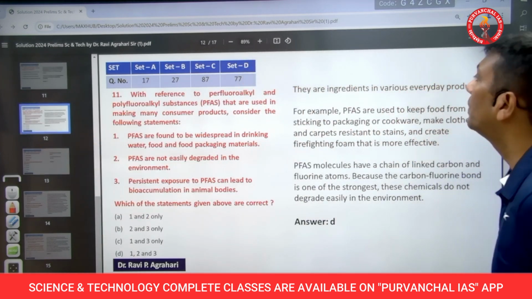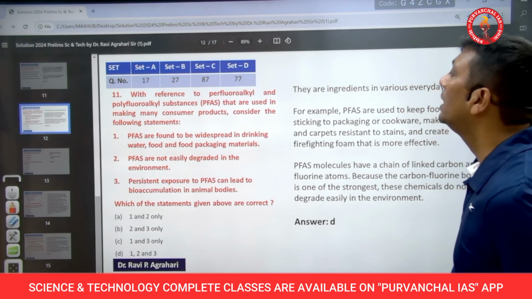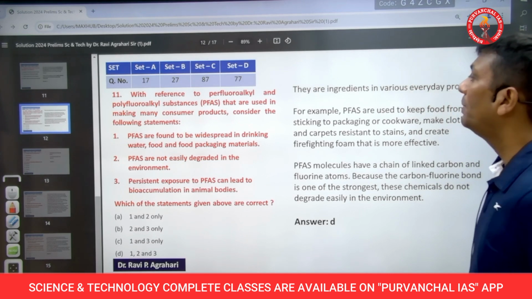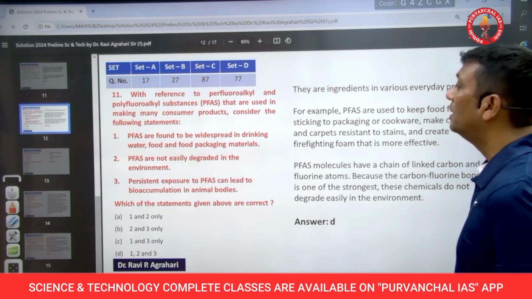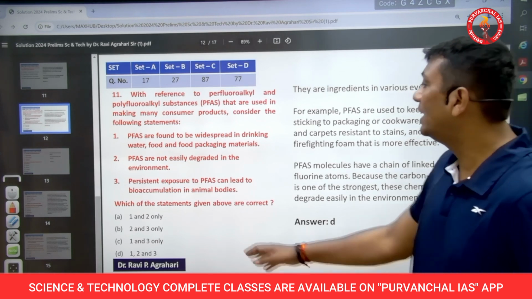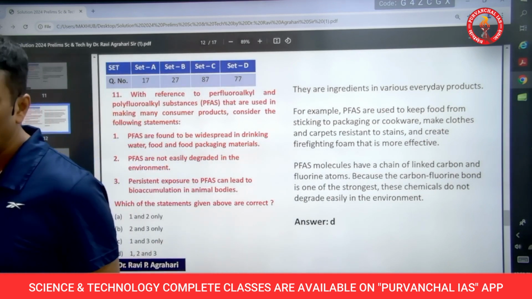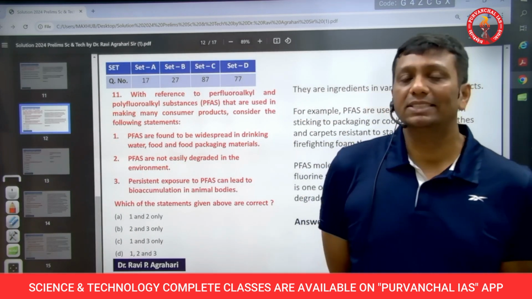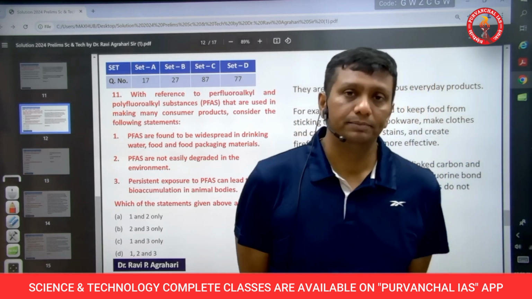With reference to perfluoroalkyl and polyfluoroalkyl substances that are used in making many consumer products, consider the following statements. Okay, PFAS are found to be widespread in drinking water, food and food packaging materials. PFAS are not easily degraded in the environment. Persistent exposure to PFAS can lead to bioaccumulation in animal bodies. Wait, guys. Food and health related topics will also be discussed under the miscellaneous topic.